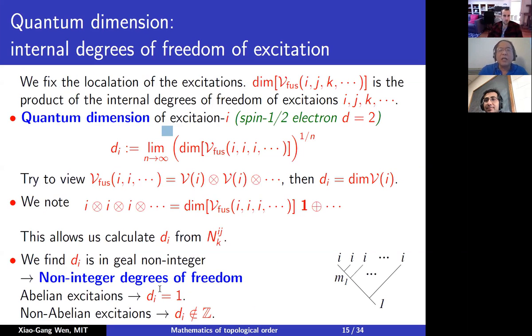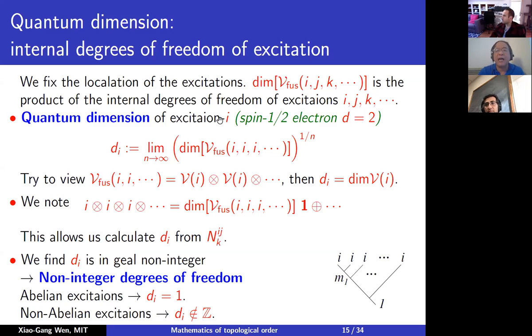And this is not all. From this fusion matrix, from the fusion coefficients, we can define the notion of quantum dimension. Here we fix the location of the excitations, so all excitations have a fixed location. We ask, what is the internal degree of freedom? The internal degree of freedom of those excitations is basically the degeneracy of this ground state subspace. Because their positions are already fixed, the traps have fixed locations, the degeneracy must correspond to internal degrees of freedom. So the dimension of this vector space with the traps should correspond to the product of the internal degrees of freedom. From here, we can compute the internal degree of freedom.